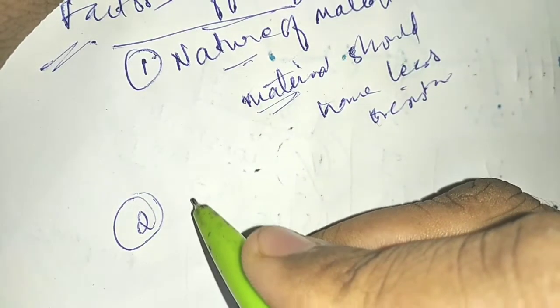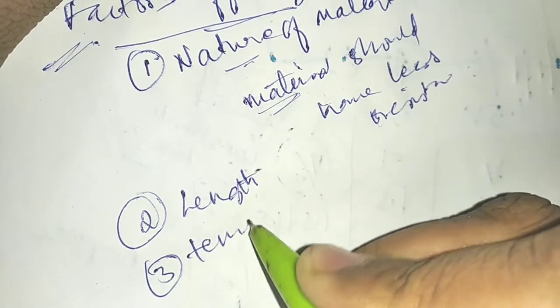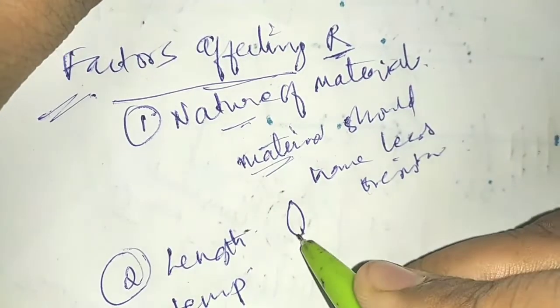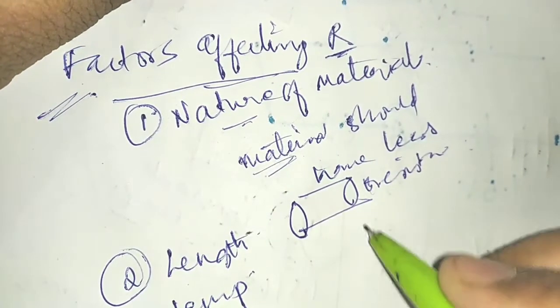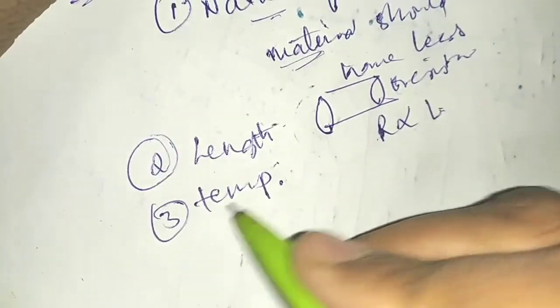Second point, it depends on the length of the conductor. Third point, it depends on temperature. Length means it is directly proportional here. More is the length, more is the resistance. Less is the length, less is the resistance. Okay, it depends on temperature.